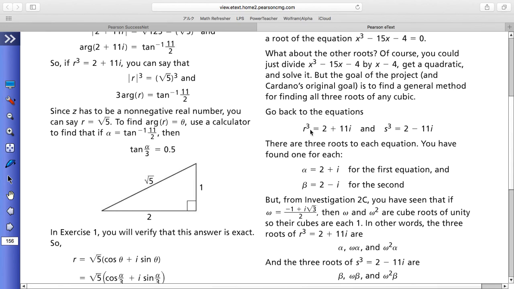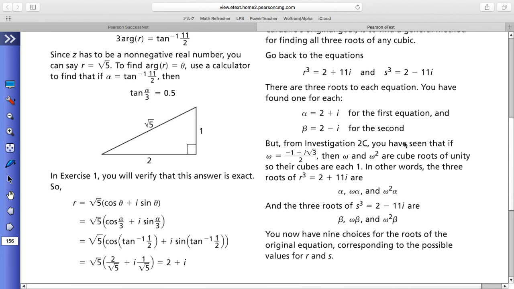So let's go back to the equations r cubed equals 2 plus 11i and s cubed equals 2 minus 11i. There are 3 roots to each equation. You have found one for each: alpha, which we said is r, 2 plus i for the first equation, and beta, which is 2 minus i for the second. But in investigation 2c, you have seen that if w equals negative 1 plus i square root of 3, all over 2, then w and w squared are cube roots of unity, so their cubes are each 1.